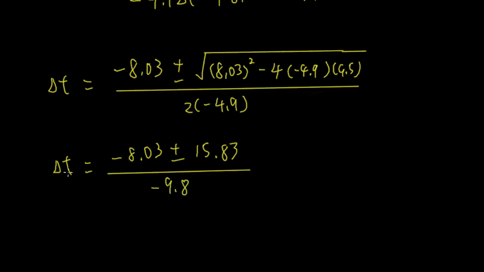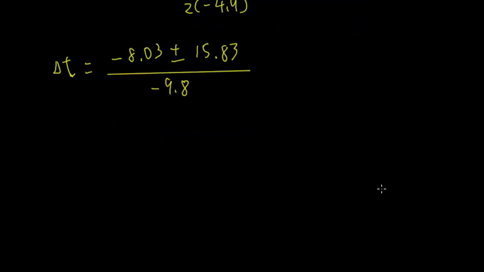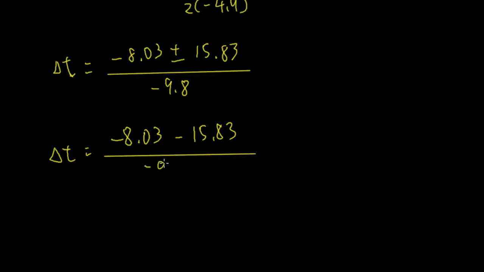Now here, because we're calculating change in time, and time cannot be negative, we have to take a positive value. Since the denominator is a negative number, the numerator needs to be negative in order for this to be a positive value. If we take the plus side here, this will become a negative value. So we have to use the minus sign. So delta t is equal to negative 8.03 minus 15.83, all divided by negative 9.8.